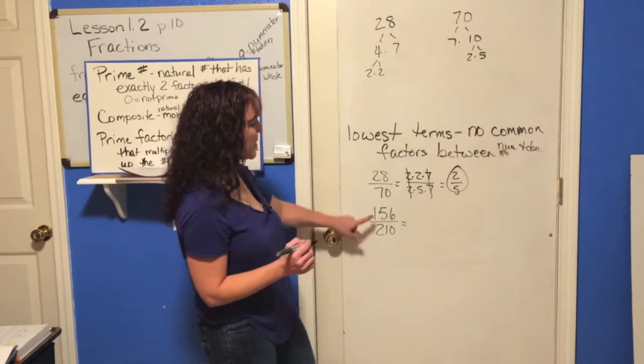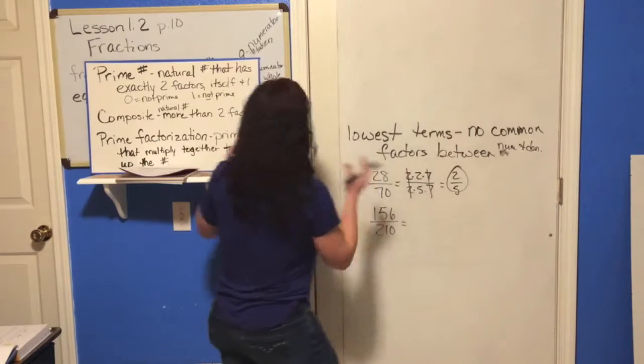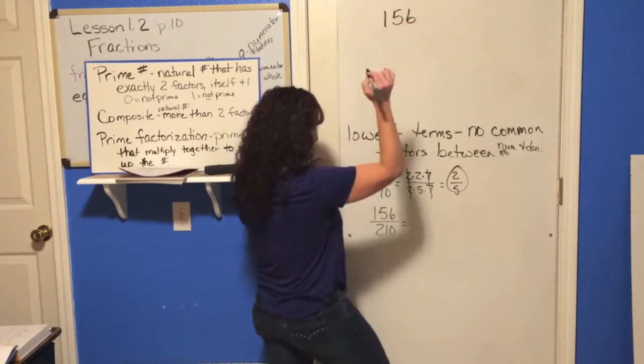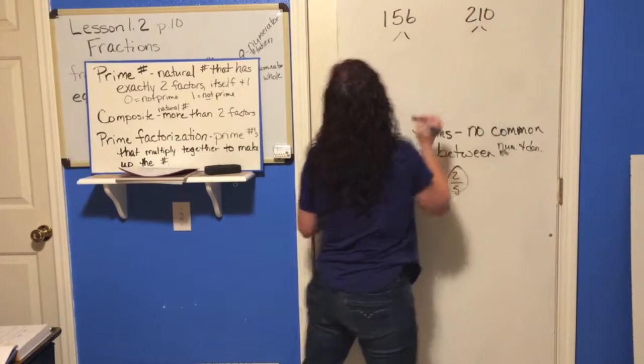Pretty easy sneezy. Let's try 156 and 210. Go ahead and try it on your own, and then come back and watch and make sure you got it correct. 156, 210. Did you pause it? Are you back with me now? All right, here we go.